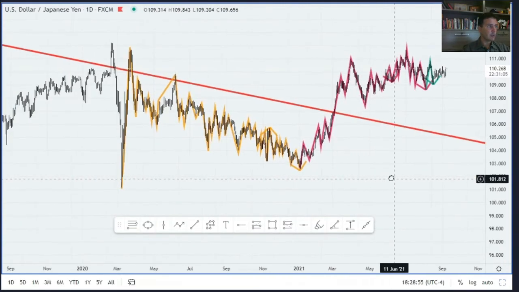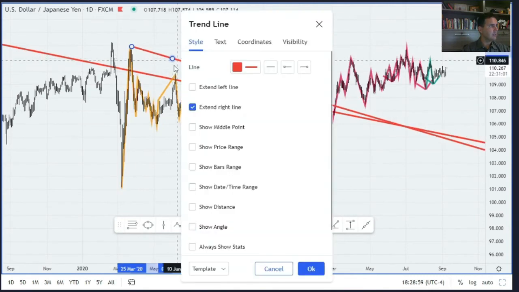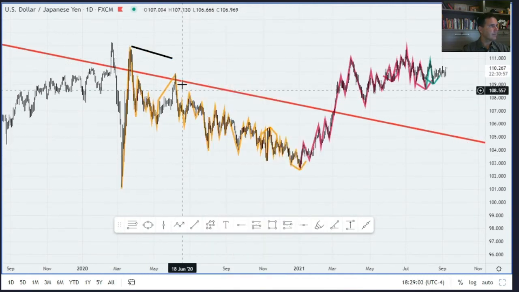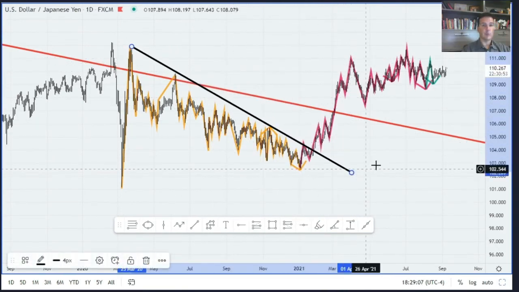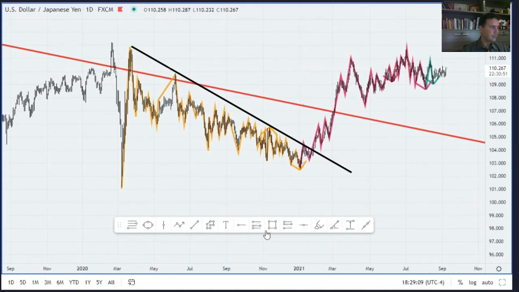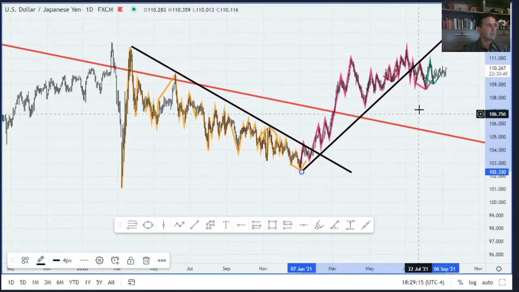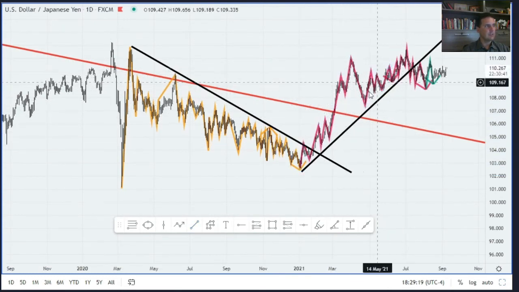We have the short-term downtrend, right? So we can use a short-term downtrend line. Agreed? So the market was in a downtrend short term, and then we can use also a short-term uptrend line because the market was in an uptrend. Do we agree with this?